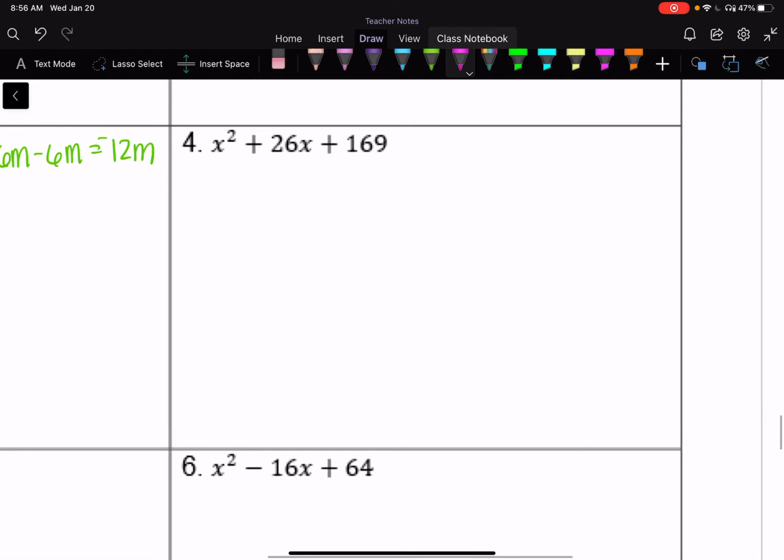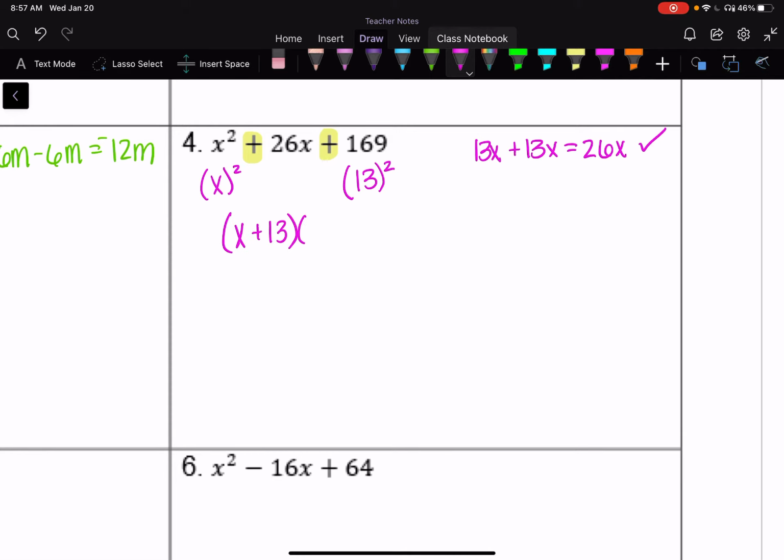Number 4, we're going to break down my A term to x squared and my C term to 13 quantity squared. If I add 13x and 13x together, that gives me 26x, which is what I'm looking for. Since all of my terms are positive, that leaves me with x plus 13 times x plus 13. And my final answer is x plus 13 squared.